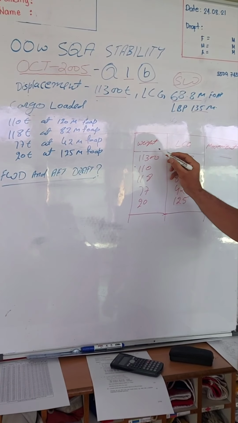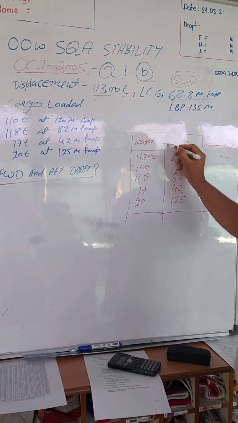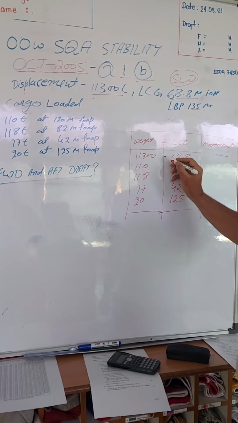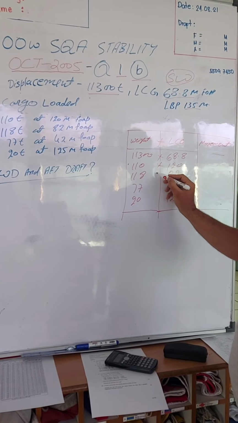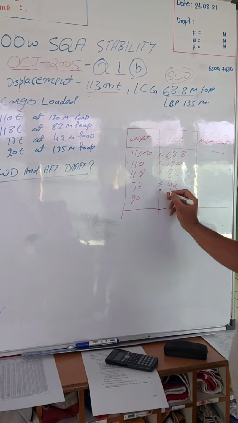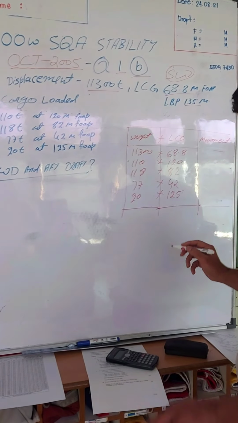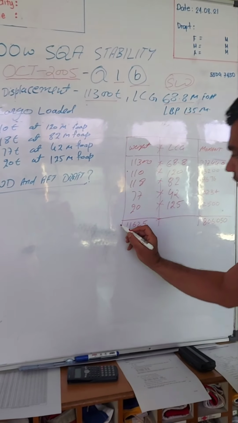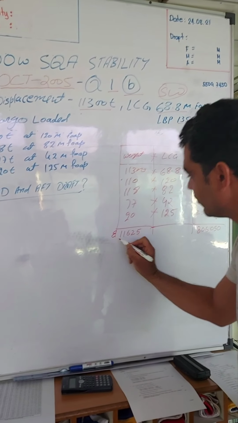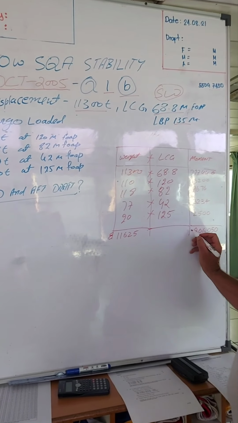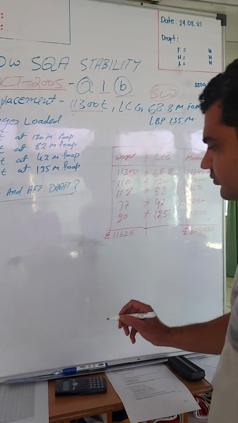Movement is weight into LCG is equal to movement. So we will multiply this to get our movement. This final displacement, final movement.